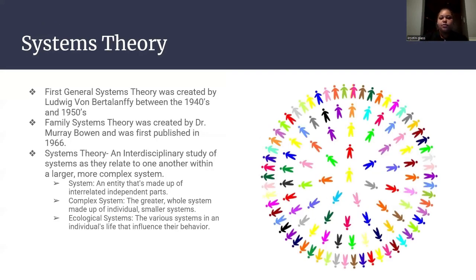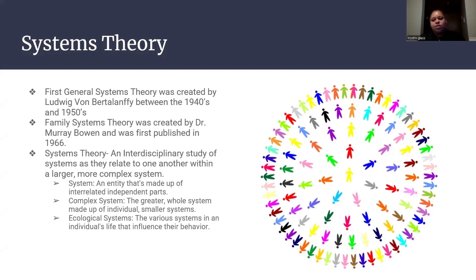So, systems theory. First, general systems theory was created by Ludwig von Bertalanffy between the 1940s and 1950s. Family systems theory, which will also be brought up in this presentation, was created by Dr. Murray Bowen and was first published in 1966. Systems theory is defined as an interdisciplinary study of systems as they relate to one another within a larger, more complex system.